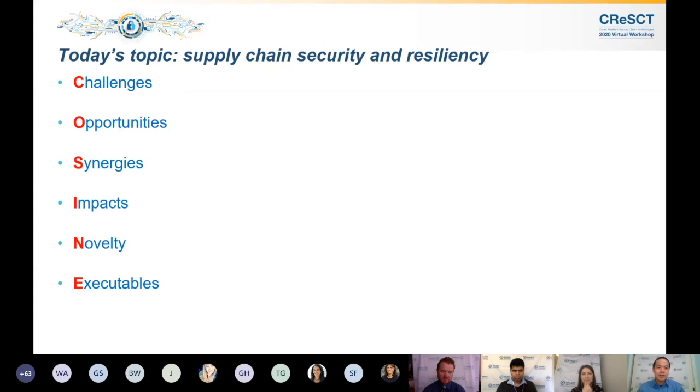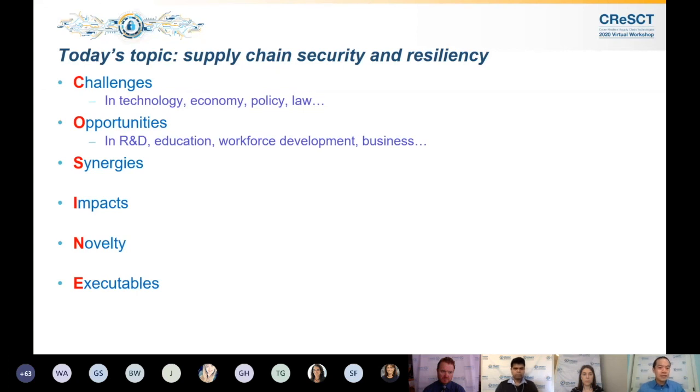The challenges, opportunities, synergies, impacts, novelty, and executables for supply chain security. So let's talk about challenges in the technology, economy, law, and policy aspects, and opportunities in R&D, education, workforce development, and businesses, and synergies between industry, government, academia, national labs, and consumers.